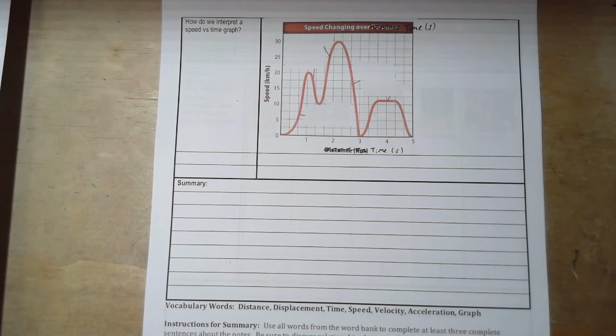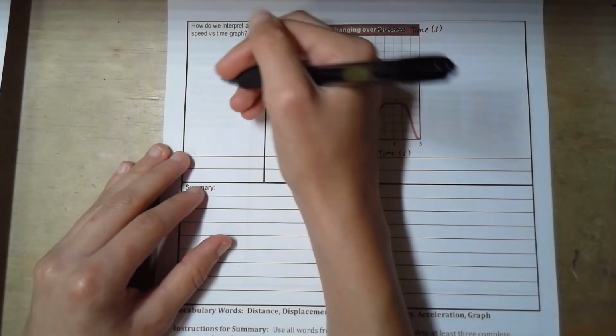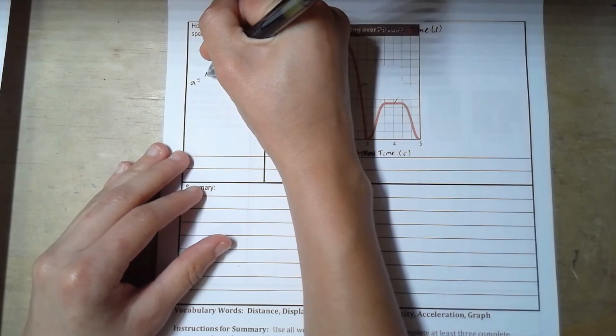So we talked about how the slope was related to speed, was related to other stuff for the distance versus time graph. Now that we have a speed versus time graph, what was our acceleration formula again? I'm going to write it right here. Acceleration is equal to change in velocity.